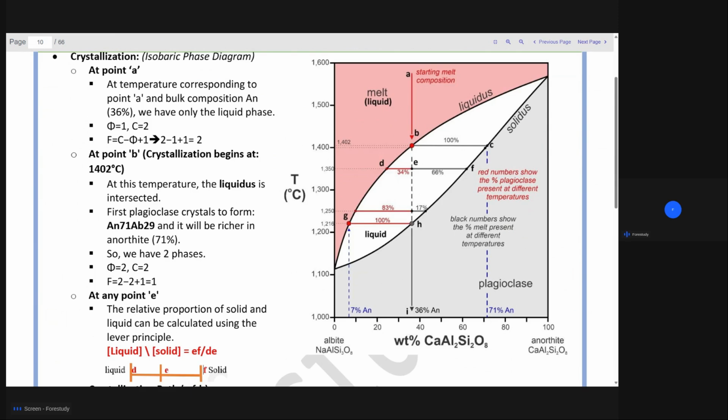Now let's say it gets cooled again, then it will come to D. Here at this point, since we are just starting to get our crystals, it will be 100% melt. How are we getting it? We call it the lever rule. By the lever rule, we will understand how much percentage is our melt and how much percentage is our crystals that are being formed. So here it will be 100% melt.